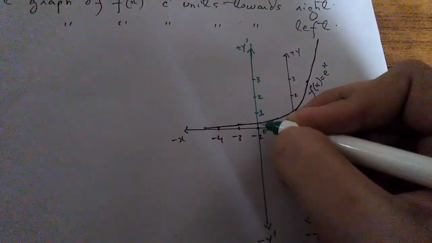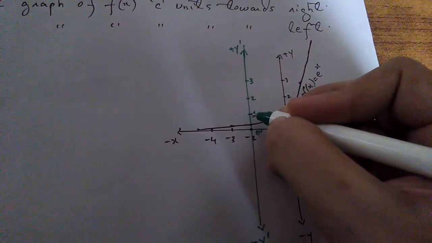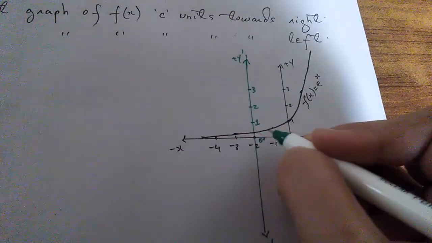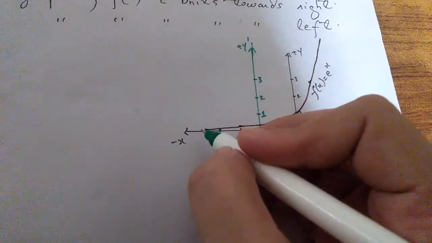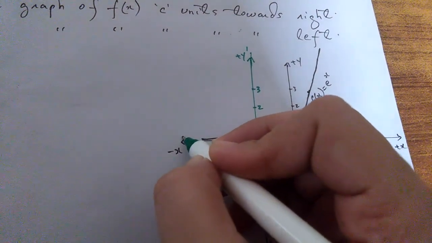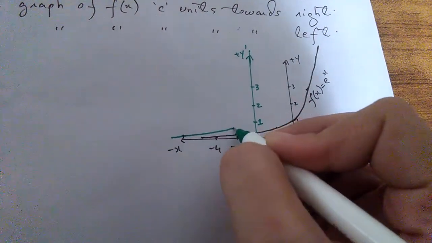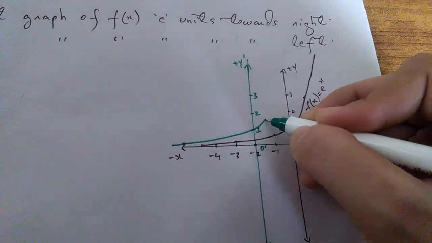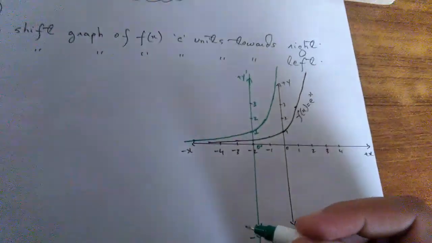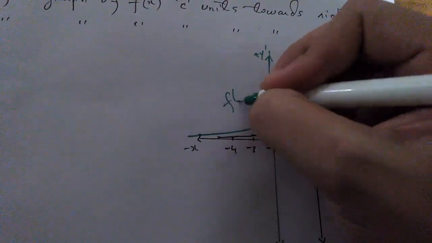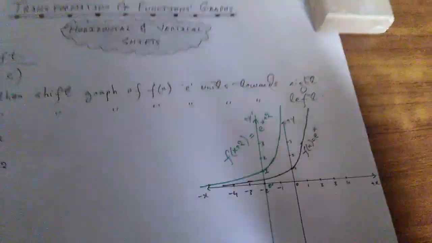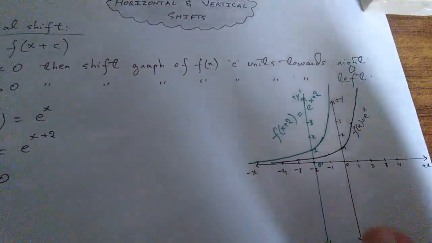You can see that at the origin, if your x is 0, then the corresponding y coordinate is 1, and so on. You're going to follow the same pattern, draw the same curve, and that's how it looks like. Let me draw. Okay, that's how it looks. So this is the graph of this function. Okay, that's it. This is something that you call horizontal shift.